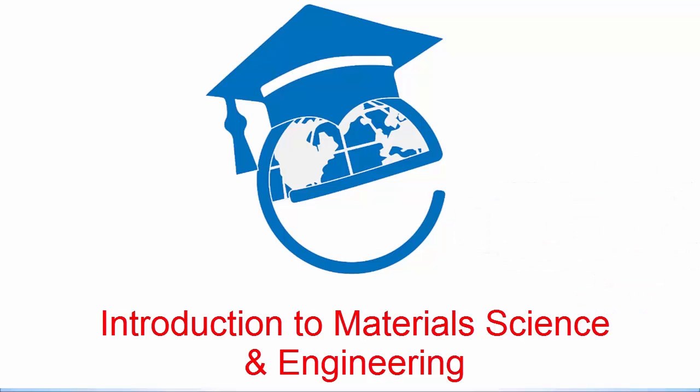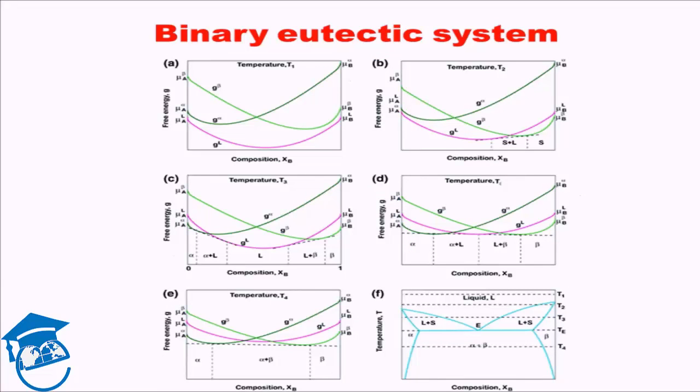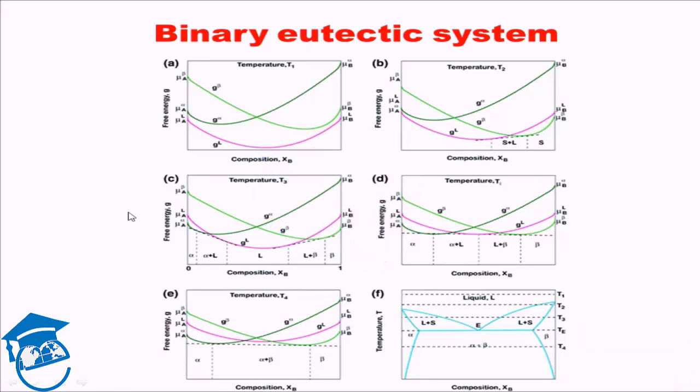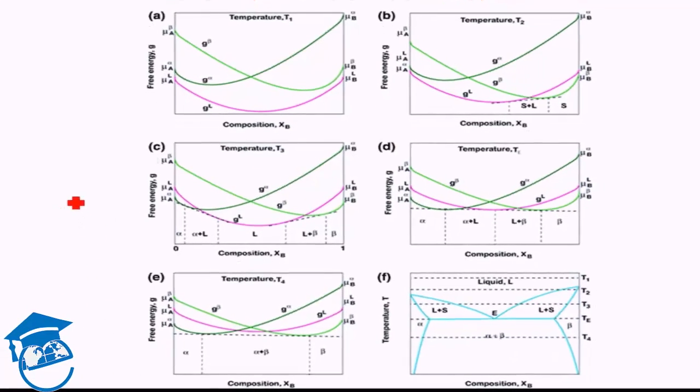Today we'll continue our discussion on phase diagrams and concepts of phases, which we have been discussing for several lectures now. Let's see the free energy diagram for the eutectic system, like the one we saw for the isomorphous system. Here too we will take 5 different temperatures and try to plot.